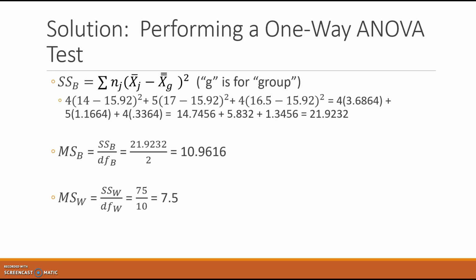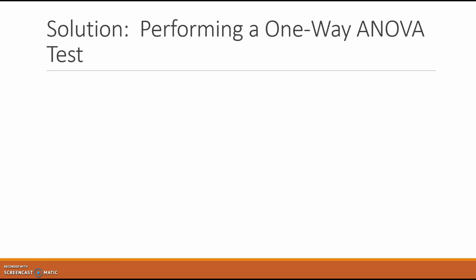If you really want this, you can print it out. Let's go here with the mean square. Mean square between is sum of squares between over degree of freedom between. Turns out the sum of squares between is 21.9232. When you divide it by the degree of freedom between, you get 10.9616. Sum of squares within divided by the degree of freedom within to give us mean square within is 75 divided by 10, which is 7.5. Once we have these, we do some dividing. Plug the numbers in, divide, and our F ratio is 1.4615.